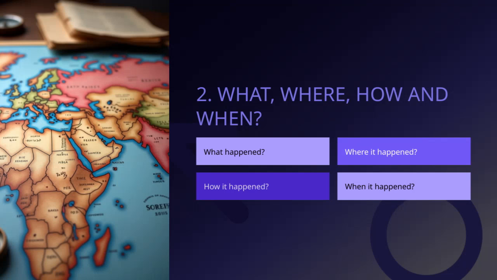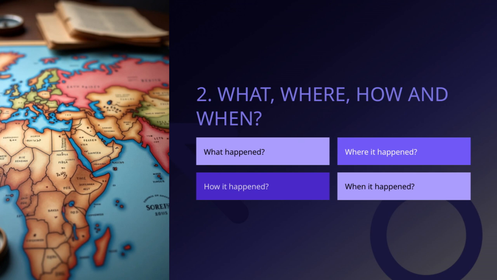So let's break down the key questions we need to ask when analyzing an event. When did it happen? Where did it happen? How did it happen? And what exactly happened? These questions help us gain a clear understanding of the situation. First, understanding when an event took place is crucial because it helps us place it within a timeline, giving us context about what was happening around that time.